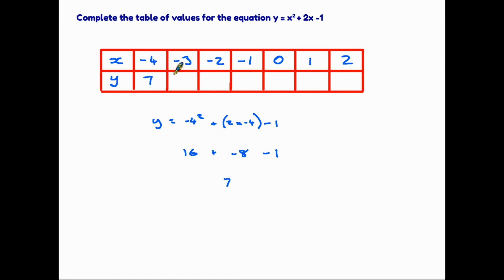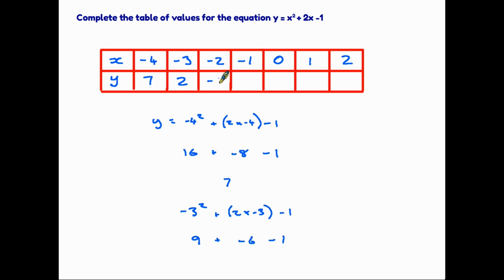We then have to do the same with minus 3. So we end up with minus 3 squared plus 2 times minus 3 minus 1. So minus 3 squared is 9. Then we have to do 2 times minus 3, that's minus 6, minus 1. So 9 minus 6 is 3, minus 1 is 2. So again, that goes into the y value for the corresponding x, which is minus 3. And we need to do this all the way along this table.